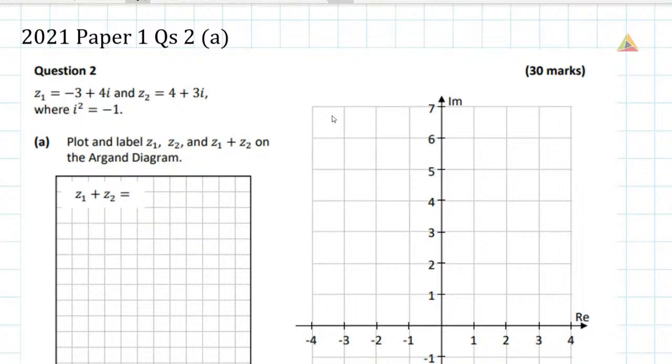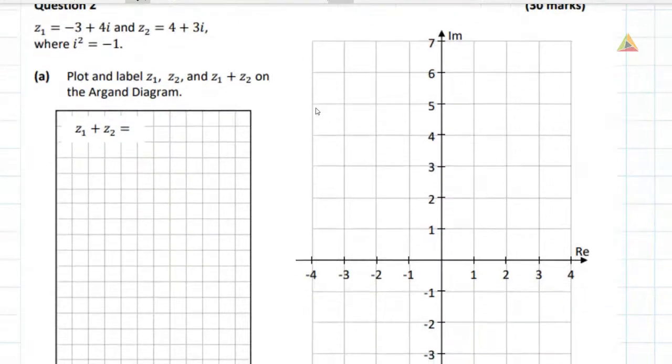Okay, so to plot Z1 and Z2. Z1 is the complex number minus 3 plus 4i. When I look at this, I can see in Z1, a is equal to minus 3 and b is equal to 4. So I'm going to go and plot Z1.